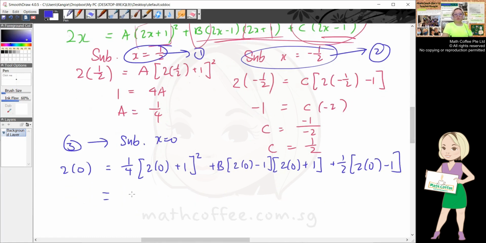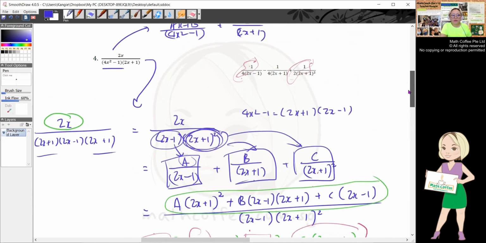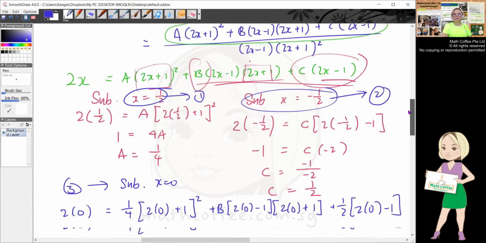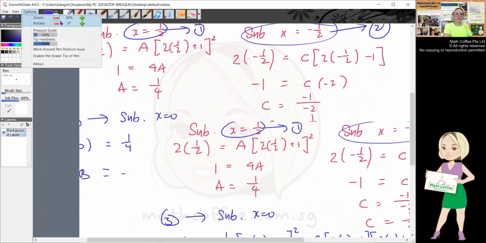Okay, this one I can leave it to you all to solve. So based on my answer, my b is what? My b is this one, negative 1/4. So when you solve, you get b equals negative 1/4. And then you get the answer.